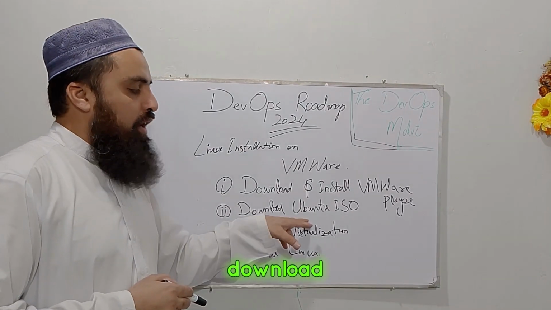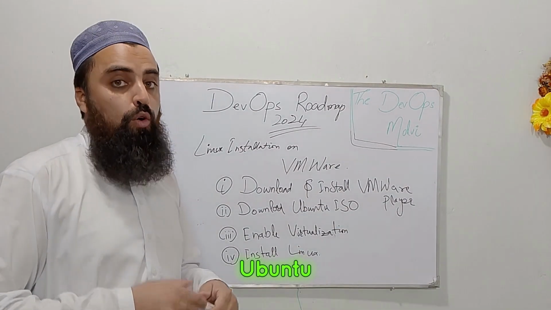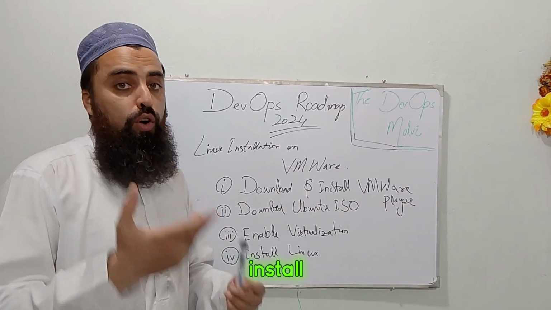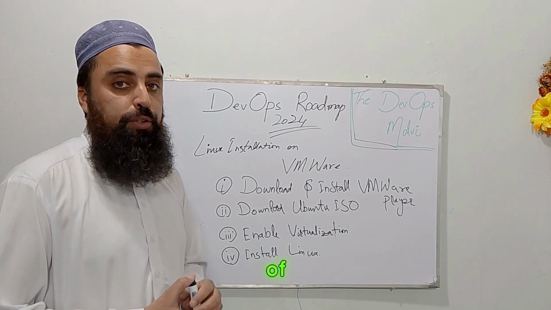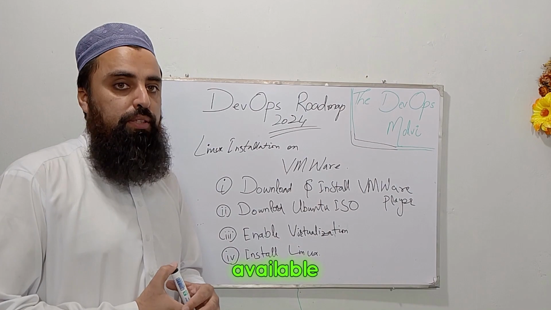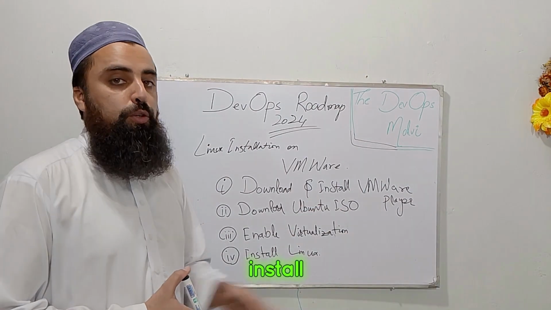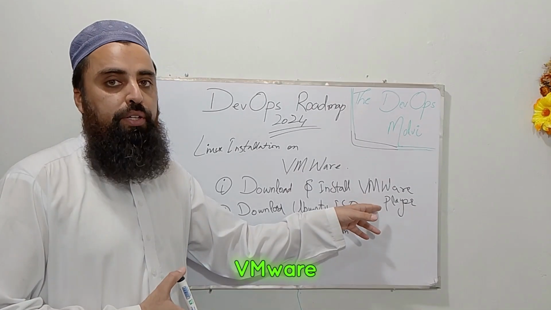And then we will download the Ubuntu ISO image from Ubuntu official website. You can install the latest version of Ubuntu, which is I think now 24.04 is available. So once you have the ISO image, you can easily install Ubuntu operating system on the VMware Player.